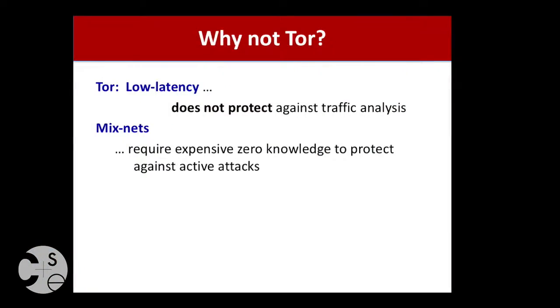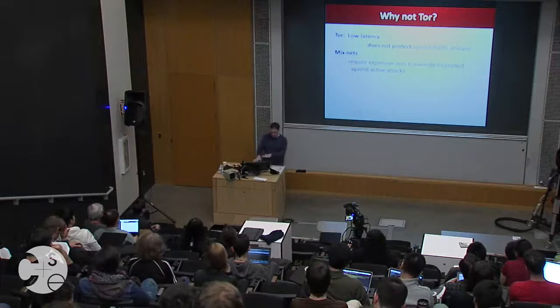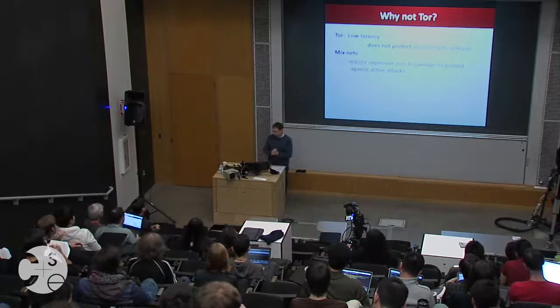Then there's another mechanism for providing anonymity called mixnets, which I'm going to talk about in just a minute. But mixnets generally do require some sort of expensive operation, known as a zero-knowledge mechanism. Again, I'm going to explain why that's necessary in a second.